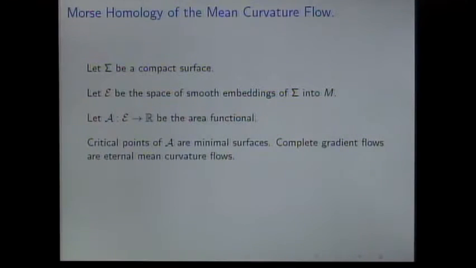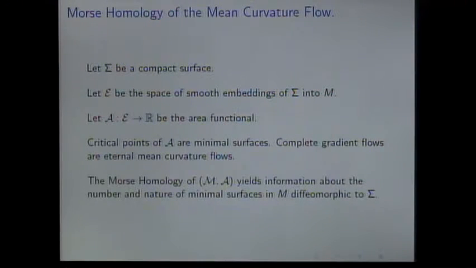What are the gradient flows? The gradient flows are mean curvature flows. But they're not just mean curvature flows. They're quite special mean curvature flows. They are eternal mean curvature flows. This means that they are mean curvature flows that are defined for all negative and all positive time.